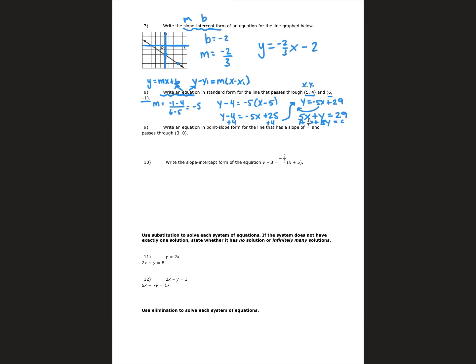Number 9 is just asking for point-slope form, so you're just going to plug into that point-slope. In number 10, it's telling us to take this equation, which is point-slope right now, and get it into slope-intercept. So you would distribute first.